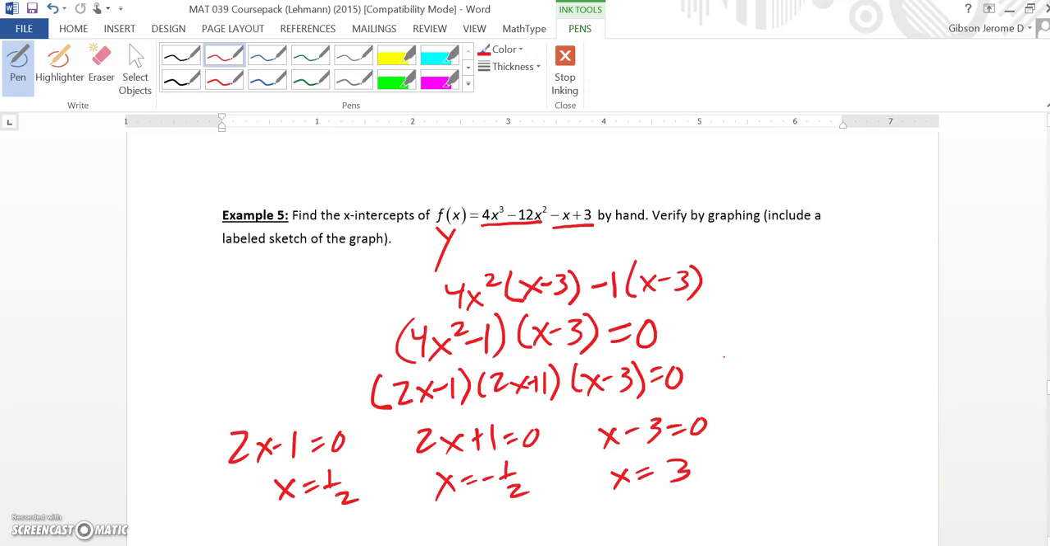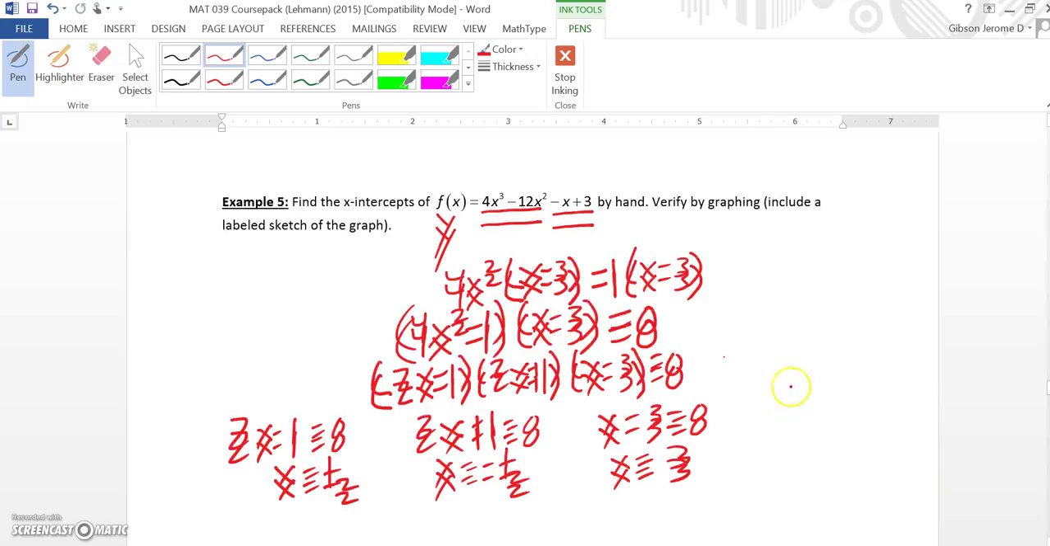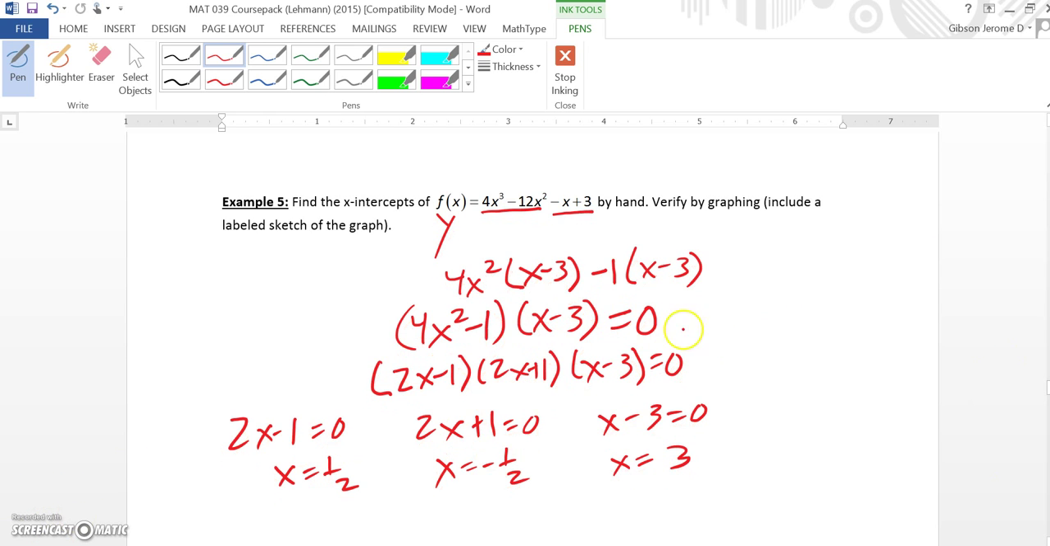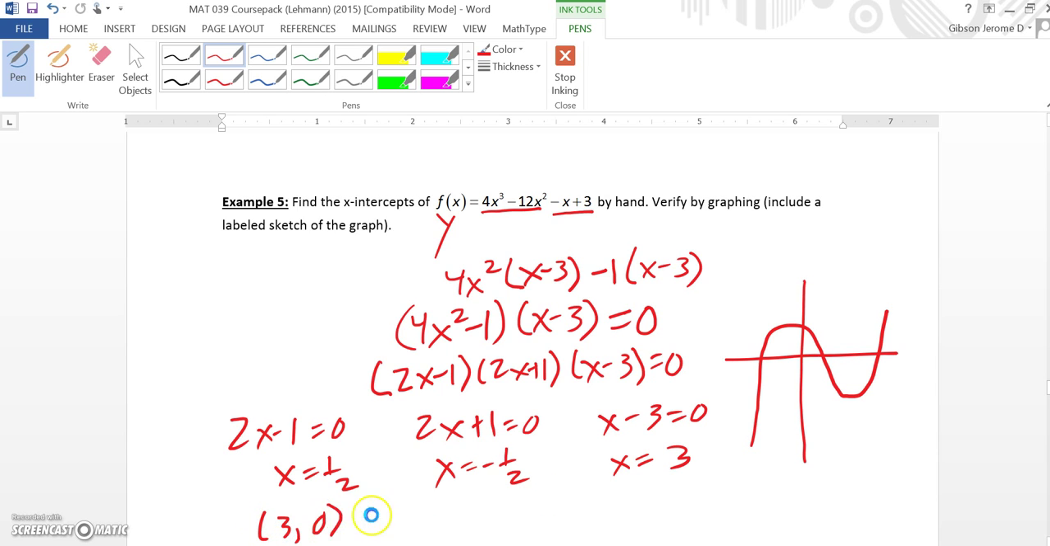So now, if we did the graph according to what you should have gotten on your calculator, you can do it like this here. And remember, this is just a sketch. So you can do here, here, and about here. And so basically, our final answer, we will have our ordered pairs of 3, 0, negative 1/2, 0, and also 1/2, 0.